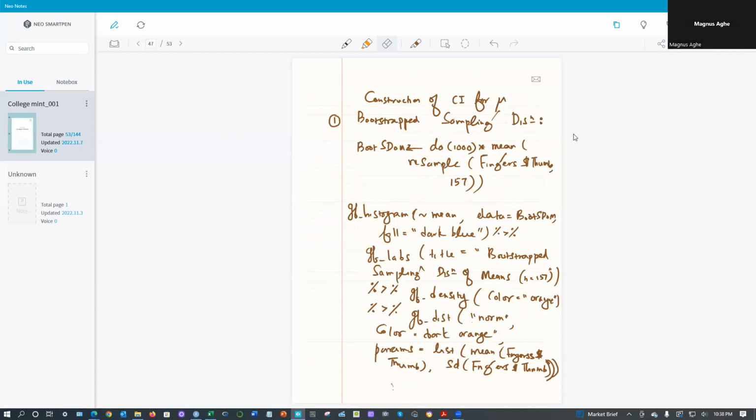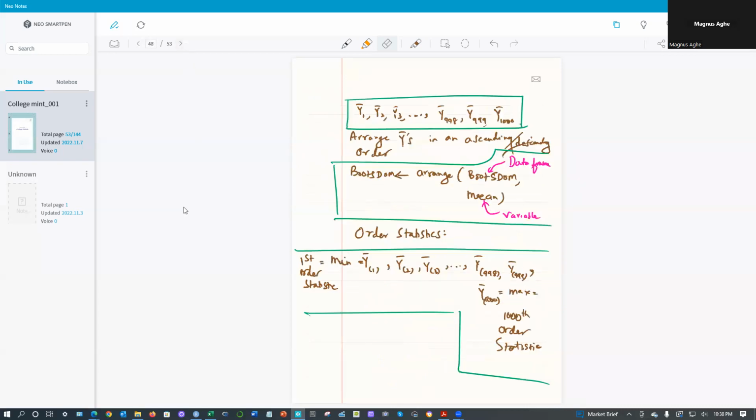First method, bootstrap. You build up bootstrap sampling. With the aid of the bootstrap sampling distribution, I can build up the confidence interval. Since this is based on that example, I built up the bootstrap sampling distribution and drew the histogram. And then I get these values.